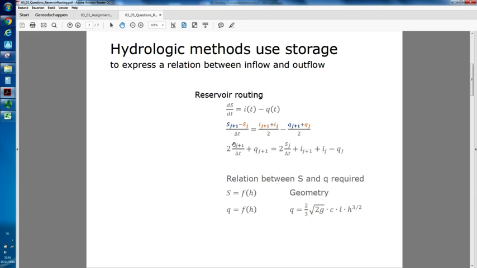To get the storage and the outflow out of this equation, we need an additional relationship between S and Q. And this will be our storage function. Our storage function will be based on the fact that both S, the storage, and Q, the outflow, are a function of the water level above, in this case, the weir crest. The storage is based on the geometry, and the outflow is based on the weir equation.